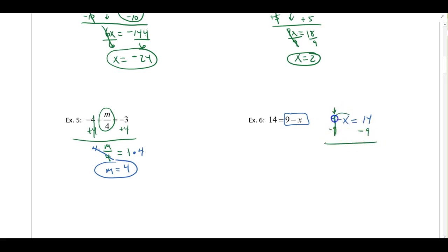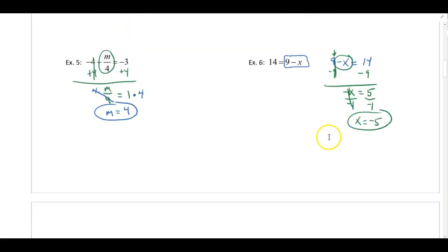Subtract. But you have to remember, I have to bring down this negative x equals 14 minus 9 is 5. Since that's negative x, I think of it as negative 1x. So I have to divide both sides by negative 1. And 5 divided by negative 1 is negative 5. Now there is a way to do it without rewriting the problem, but I do think it is to your best interest to go ahead and rewrite the problem.